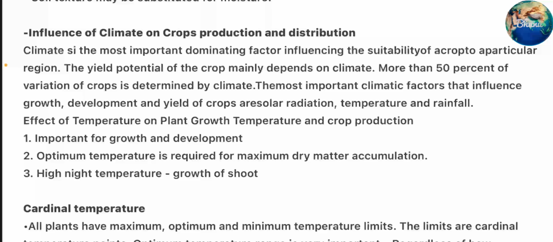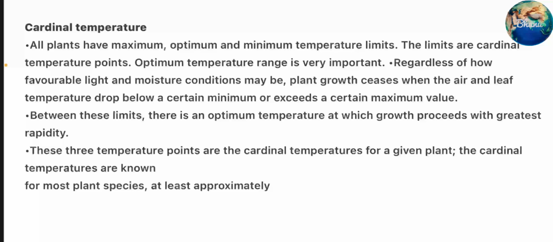Effect of temperature on plant growth, temperature and crop production. Importance of growth and development. Optimum temperature is required for maximum dry matter accumulation. High night temperature, growth of shoot. Cardinal temperature. All plants have maximum, optimum and minimum temperature limits. The limits are cardinal temperature points. Optimum temperature range is very high.